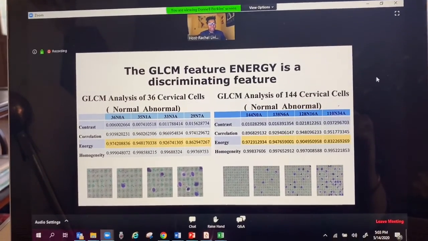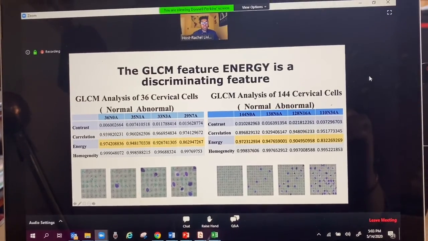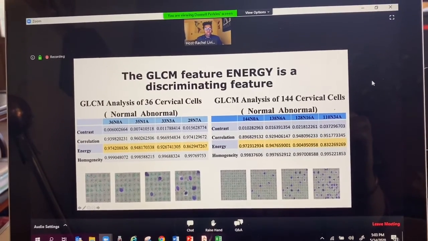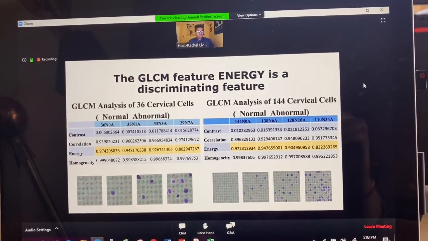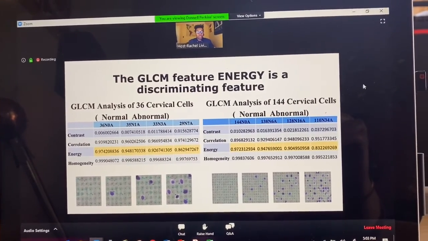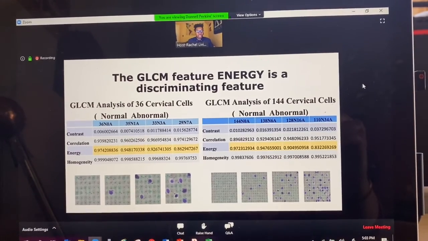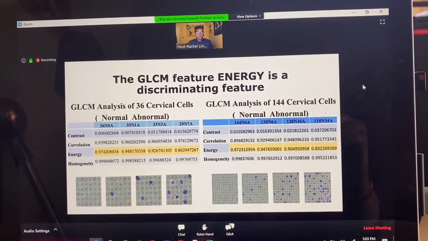On the bottom left, you can see that we first simulated all normal cells to get a baseline and a control for the values that we should see for just normal cells. And you can see that the correlation is around 0.93, and the energy is around 0.97.